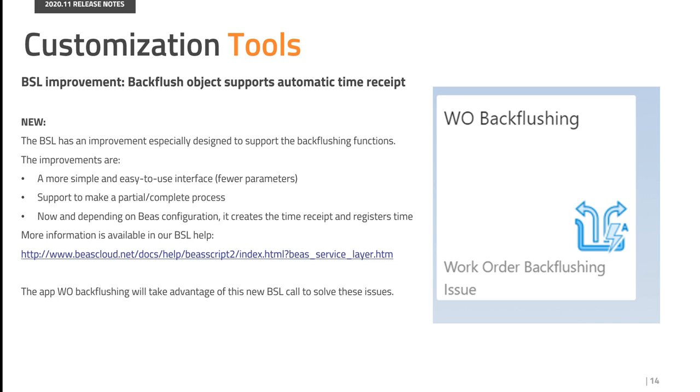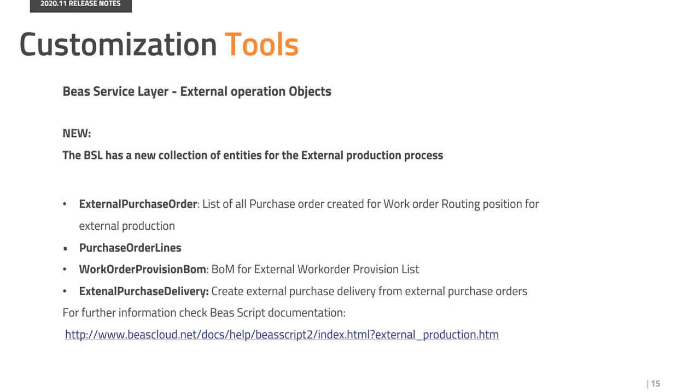A new endpoint has been added to support all the small details we did not include in the early version we released. A more simple and easy to use interface with fewer parameters, support to make a partial or complete process, and depending on the Beas configuration, now it can create the time receipt and register time. The web app work order backflushing will take advantage of this new Beas service layer call to solve these issues. The Beas service layer has a new collection of entities for the external production process. For further information, check Beas script documentation on the following link.